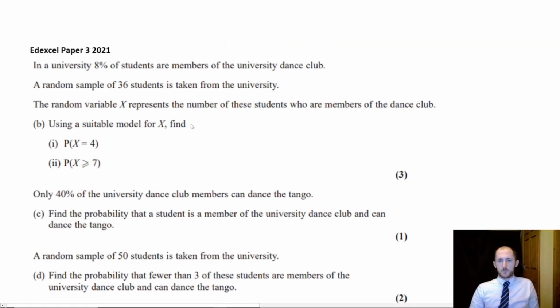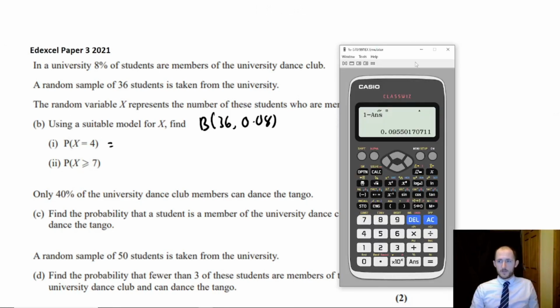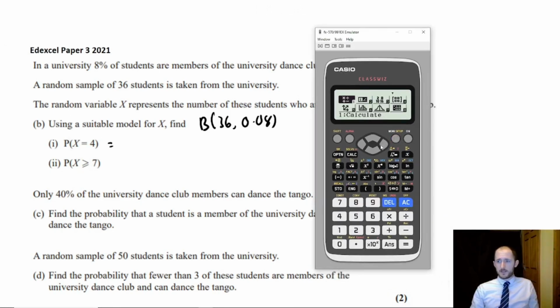Let's do this. Using a suitable model for X. So this is what I mean by sometimes you need to decide what model you want to use. In this case, we're going to be using a binomial model, because either they're in the dance club, or they're not in the dance club. So we have 36 students, and the probability of them being in dance club is 0.08. So this, again, nice and quick. The first part is worth 1 mark, the second is worth 2 marks. Just FYI. So we're going to use binomial PD because it's an exact value.